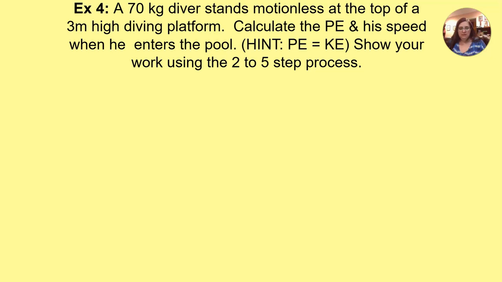All right, so we do that. 70 times 3 times 9.8 gives us 2,058 joules. That's the same as the kinetic energy. Now we're going to use the kinetic energy equation to solve for the velocity. So we're going to take this energy, multiply it by 2, then divide by the mass, which is 70, then take the square root of that. So the speed will be 7.7 meters per second.